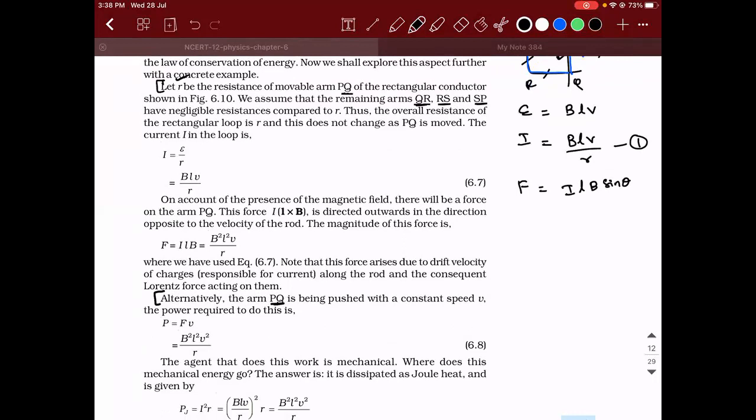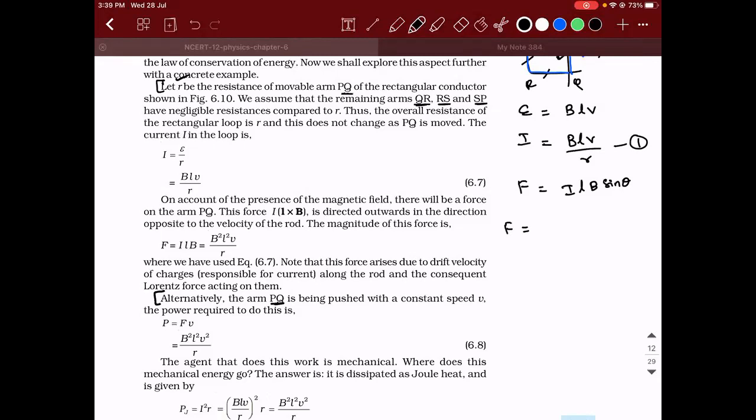Right? You guys remember this formula? When a current carrying conductor is placed in an external magnetic field, we know that it starts experiencing a force of the value BIL sin theta. So force in this case will be I into L into B sin theta. So F is equal to I into, what is the value of L, guys?